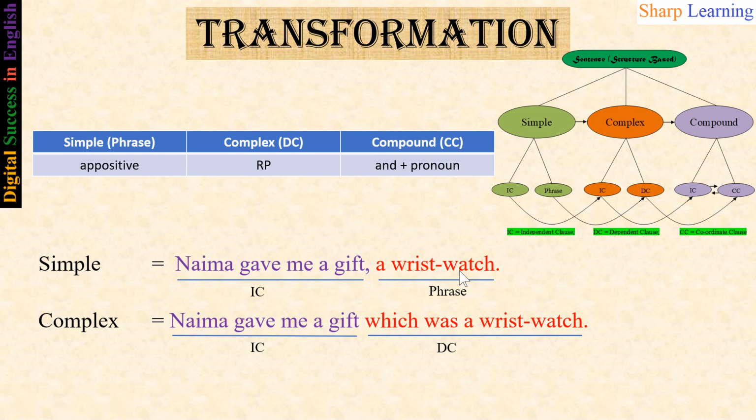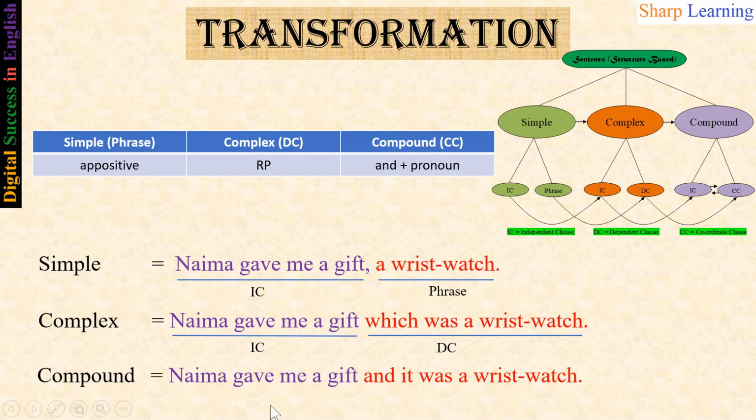Okay, how can I make it compound? IC will remain IC and the DC will be CC and nothing else. Very easy. Naima gave me a gift, IC, same IC, and the DC has been transferred into a CC. And it was a wristwatch. And is the conjunction, and its subject, which acts both as a conjunction and as a subject. So instead of which we have used here and it.